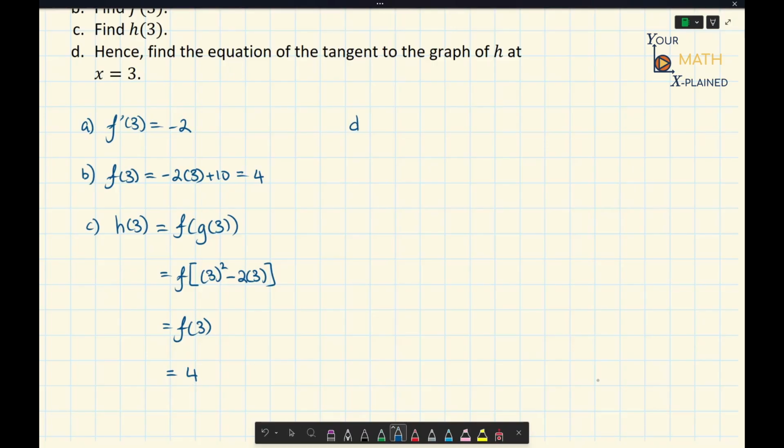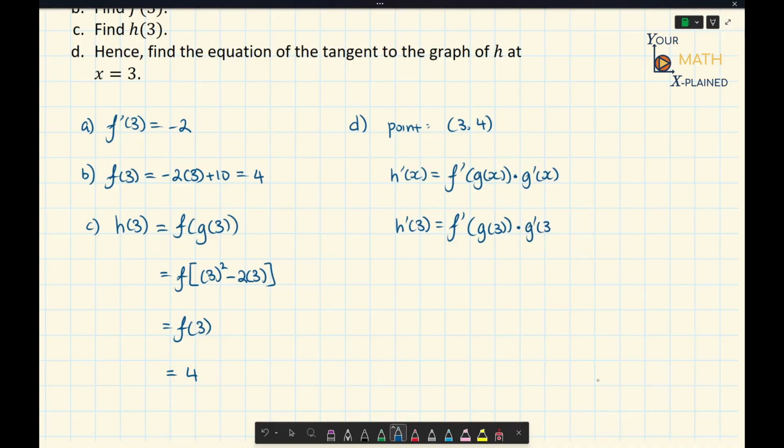So the point we already have, because part C told us that h of 3 is equal to 4. So therefore, the point is (3, 4). And now to find the slope, we need to first find h prime of x. So h prime of x is going to be equal to f prime of g of x multiplied by g prime of x. Substituting in our x value of 3 means we're looking for h prime of 3. So that's going to be f prime of g of 3 multiplied by g prime of 3.